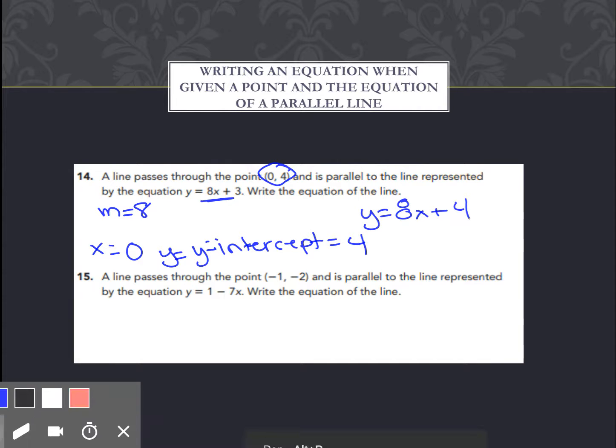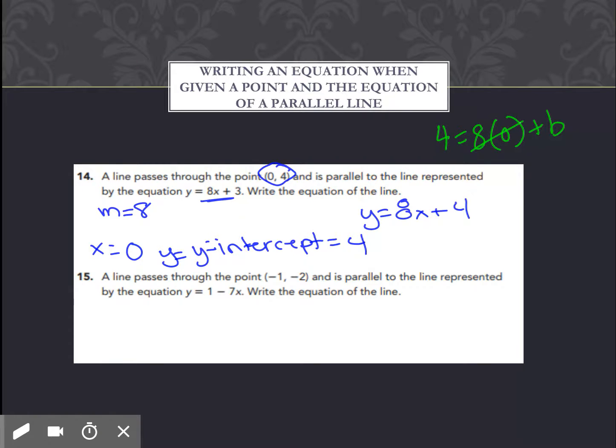And I'm going to prove it to you just so you see that we can do it that way. So I'm going to plug in my 4 where my y was, equals 8, the slope, times 0 plus b. So as you know, 0 times 0 is always 0, so that would just make that nothing. So right away you can see 4 equals b. Please give number 15 a try on your own now and come back and check your answer in a moment. Okay, in this example you should have gotten that b equals negative 9. M, your slope, would have been negative 7. So your equation should be y equals negative 7x minus 9.